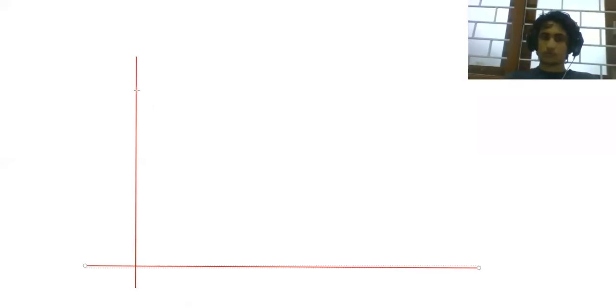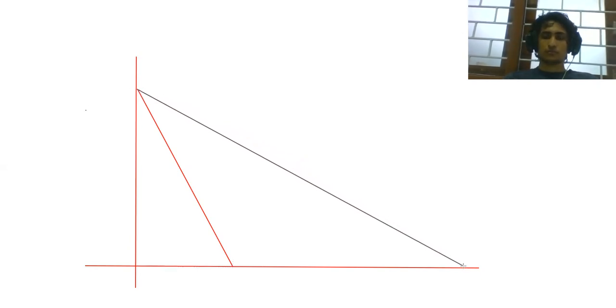Supposing initially we had the budget line, this. After a price change, the budget line changed to this. That is, there was a price decrease. So from BL, the budget line changed to BL dash. Okay.